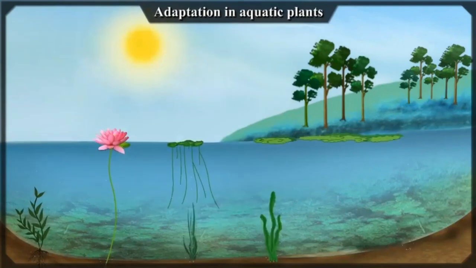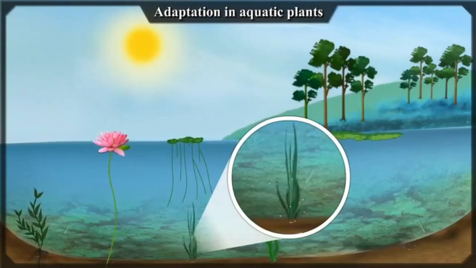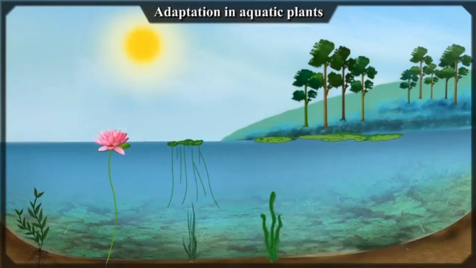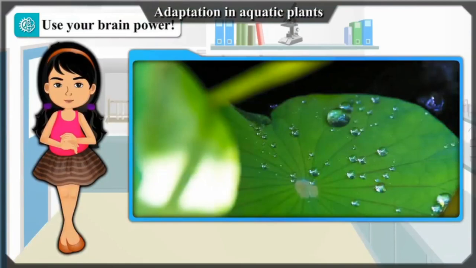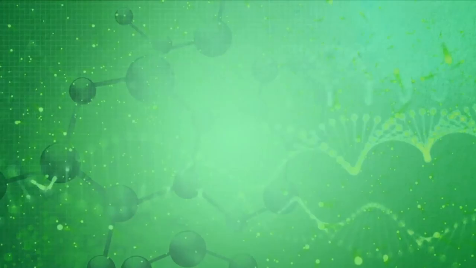Leaves of some aquatic plants are thin and slender, like a ribbon. This shape helps them to withstand fast currents of water. Air spaces in stems and petioles of aquatic plants are useful for floating in water. Use your brain power. Why does water trickle off lotus leaves? Why don't the leaves of these plants rot in water? Why are their roots short and fibrous?